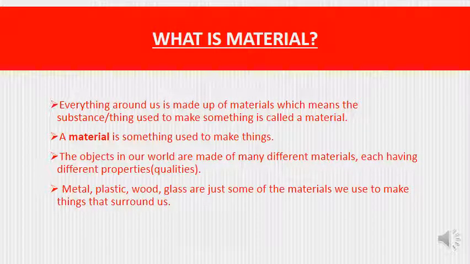What is material? Everything around us is made up of materials, which means the substance, thing used to make something is called material. A material is something used to make things. The objects in our world are made up of many different materials, each having different properties, qualities. Metal, plastic, wood, glass are just some of the materials we use to make things that surround us.